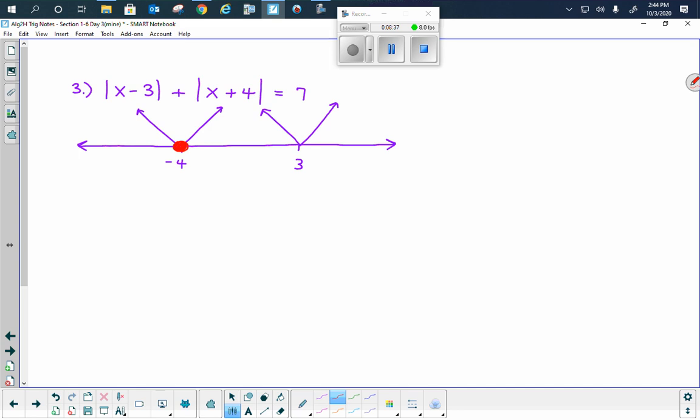Do the same thing with 3. 3 minus 3 is 0. 3 plus 4 is 7. So I'm really looking at absolute value of 7 equals 7. Yes, it does. I like that answer, so I'm going to fill that in also.